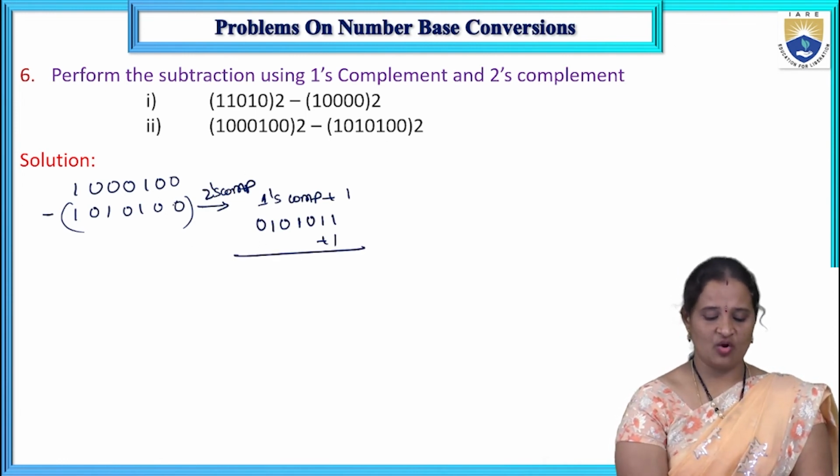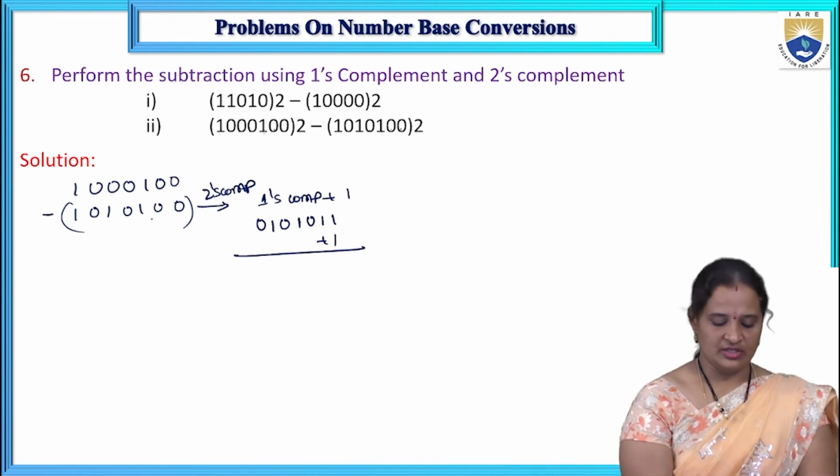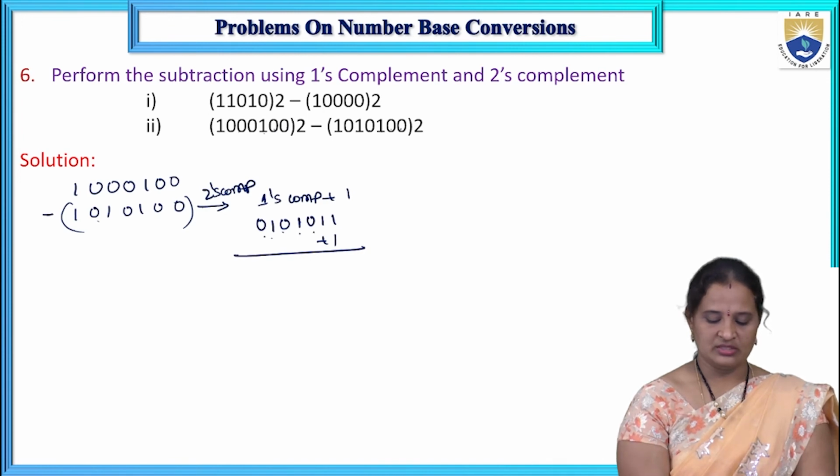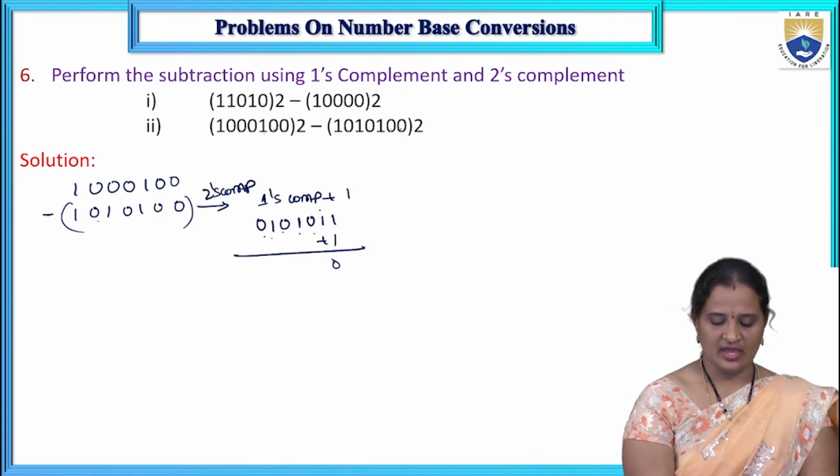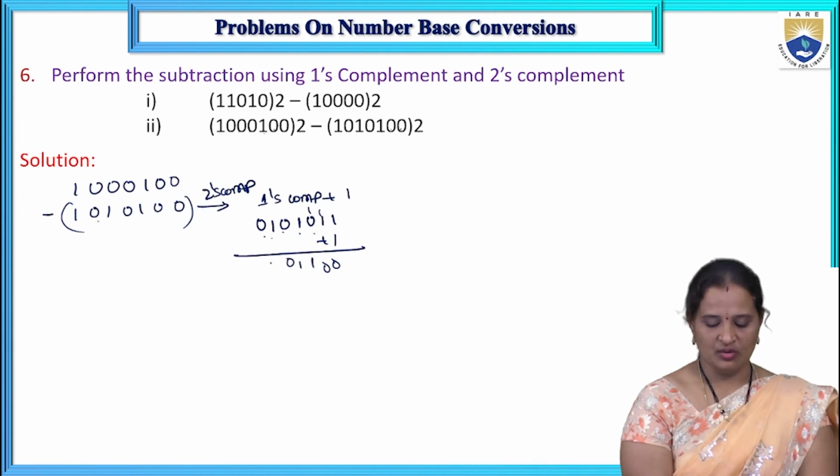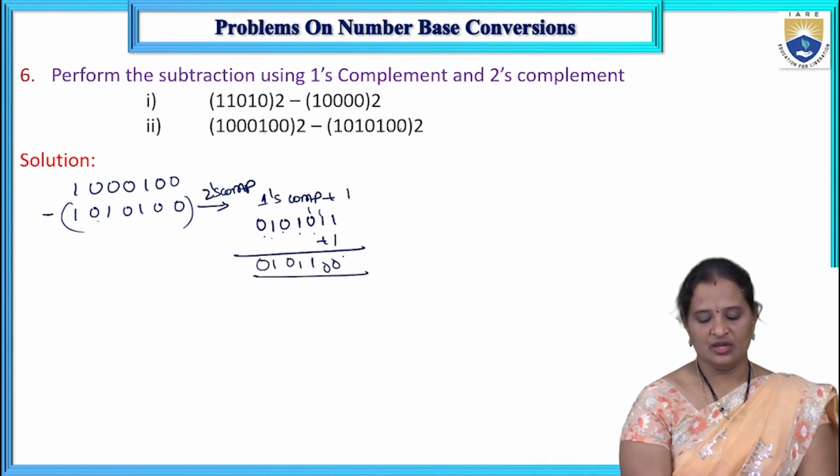First of all, let us see how many digits are there. 1 2 3 4 5 6 7. 1 2 3 4 5 6 7. So now I am adding 0 here, and 1 is changed to 0. 1 0 1 0 1 1. So 0 with a carry 1, 0 with a carry 1, 1 1 0 1 0. This is the 2's complement.